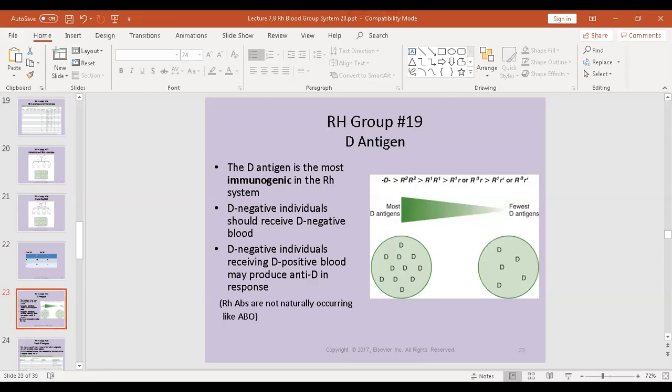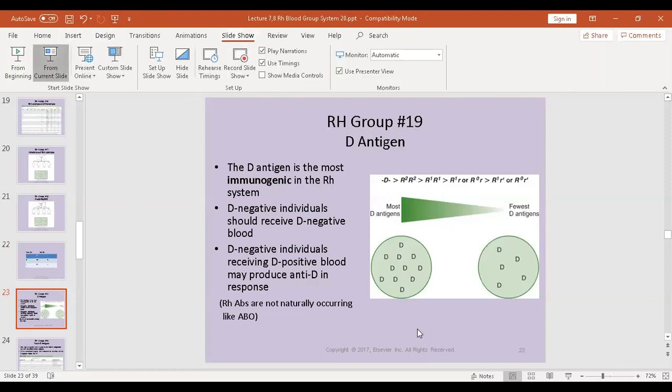Okay, so I'm going to go back to the slideshow if I can find it. Okay, so let's talk a little bit more about the big D antigen. The big D antigen is the most, we could say, antigenic or immunogenic in the Rh system. What the heck does that mean? It means the big D antigen is very good at stimulating someone to make an antibody against it if an individual is exposed to it who is D negative.